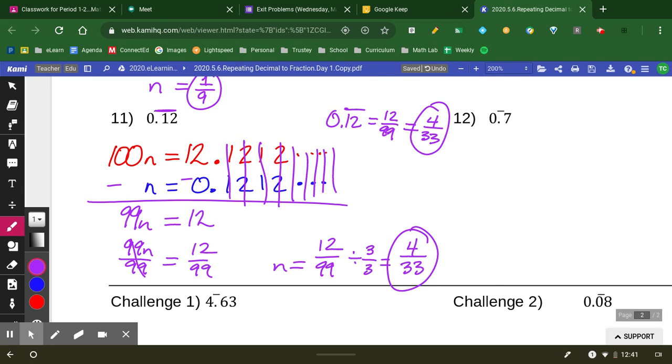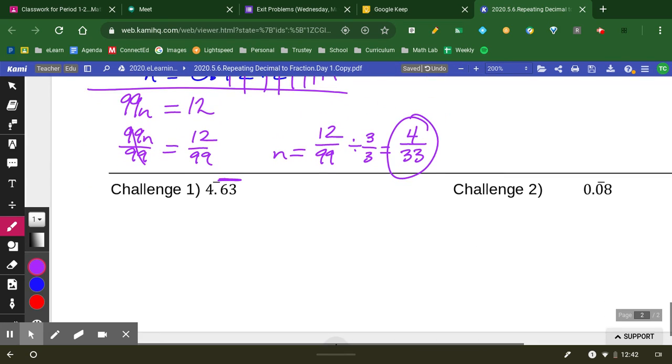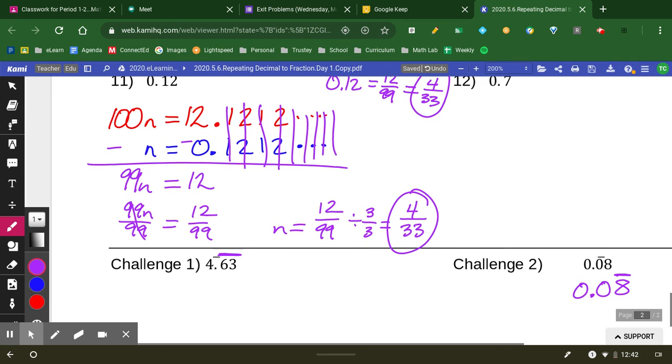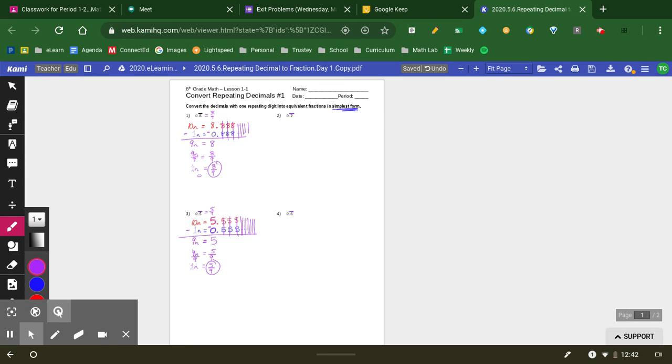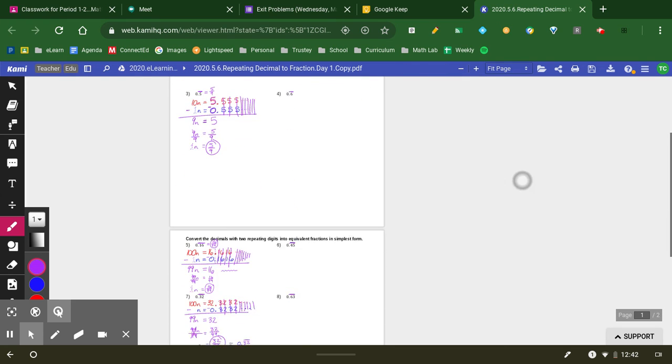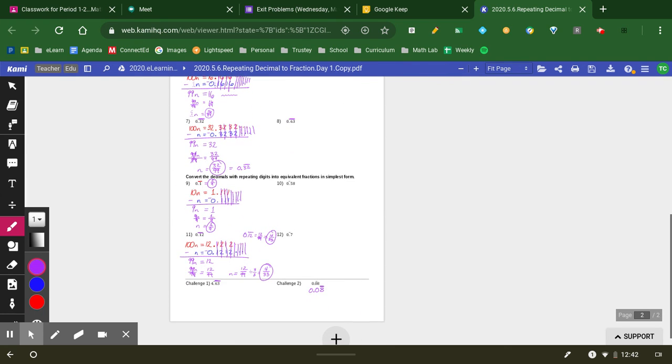Now, I left some challenge problems for you at the bottom. 4.63 might look a little different. Along with this, number 2 is supposed to be 0.08, and only the 8 is repeated, not the 0. So something different to think about for those of you looking for the challenge. So please continue on with this assignment for numbers 2, 4, 6, 8, 10, 12. I might go back and put in a few answers there so you can kind of check yourselves. But still, show the work because I'll be checking the work. That's what will be graded.